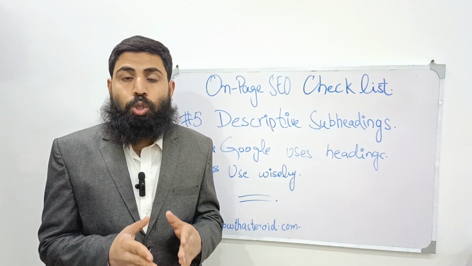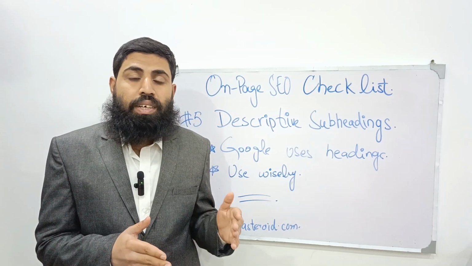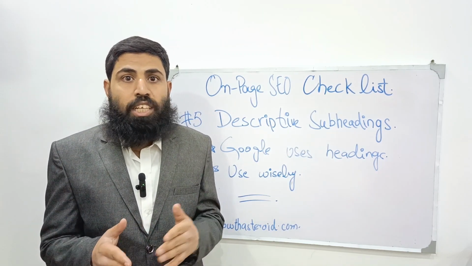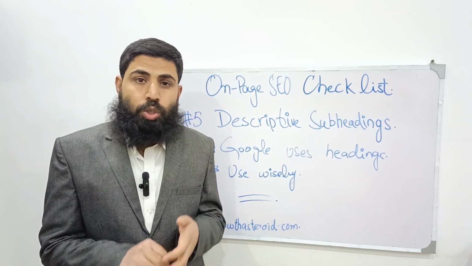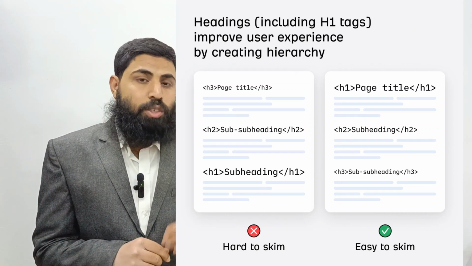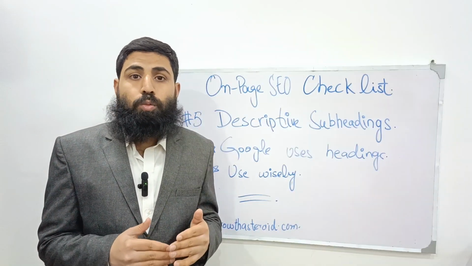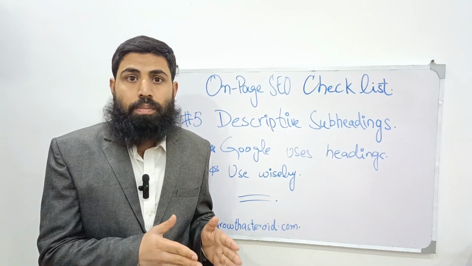Additionally, you have to use hierarchy in your headings. You should not use an H1 tag, then H3, then H2, then H1 again. You have to use them wisely. For example, first you use an H1 tag, then an H2 tag, and then H3, and so on, so that your blog post becomes clear to the audience as well as to Google's algorithm and Google's bot.